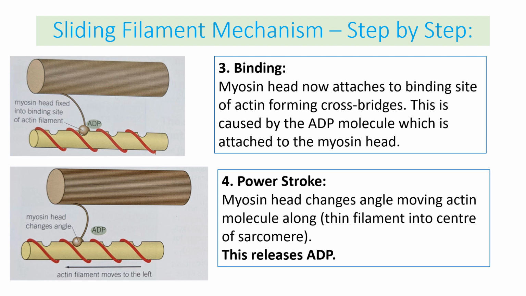So what happens is the myosin head then changes its angle and it moves the actin molecule along. So those thin filaments move towards the center of the sarcomere, making the Z lines move closer together. Okay, this releases the ADP as a result. The ADP has now been released.